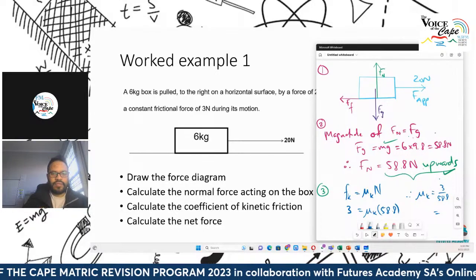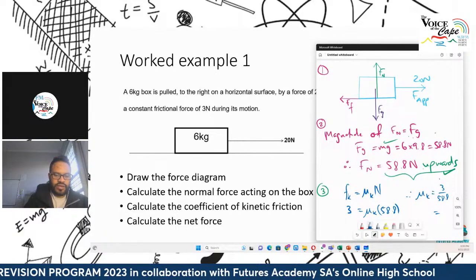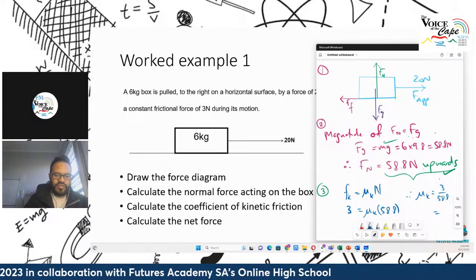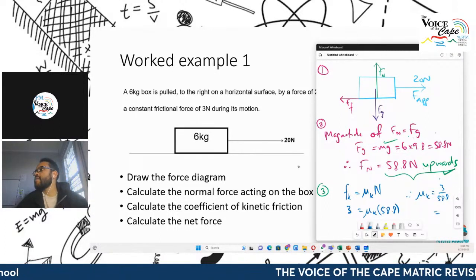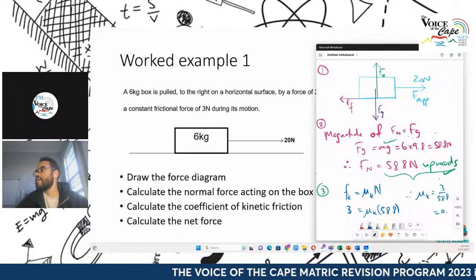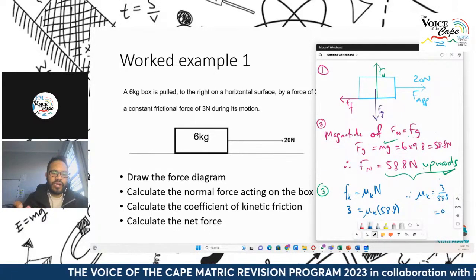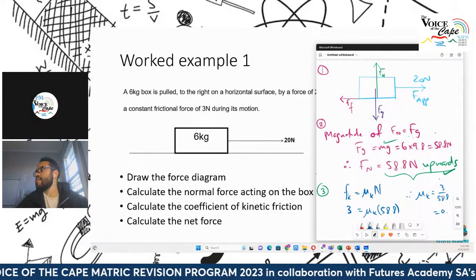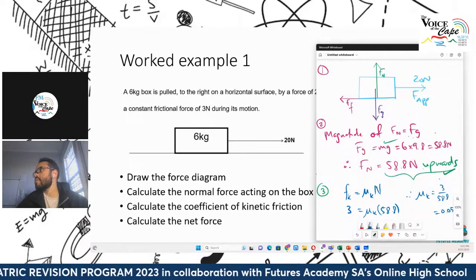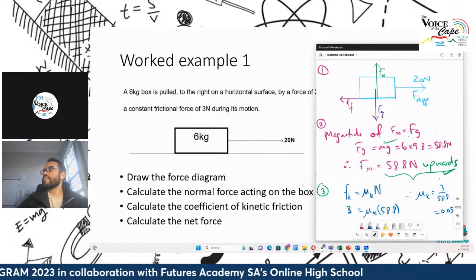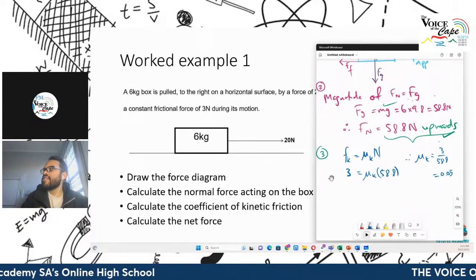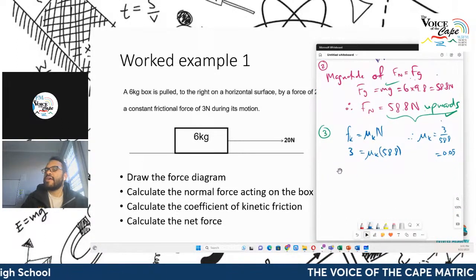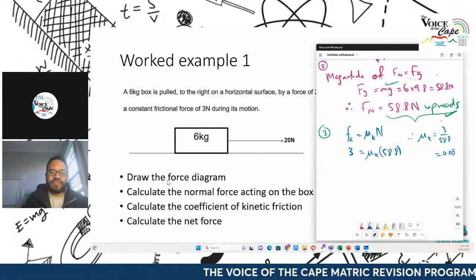What's that? 0.0 something, 0.05, 0.06. Let's just check. 3 divided by 58.8. Yeah, so that's going to give us 0.0510, so 0.05 to 2 decimal places. Okay, so for the coefficient of kinetic or static friction, we don't have any units, and so your answer there is 0.05. The next question is calculate the net force.